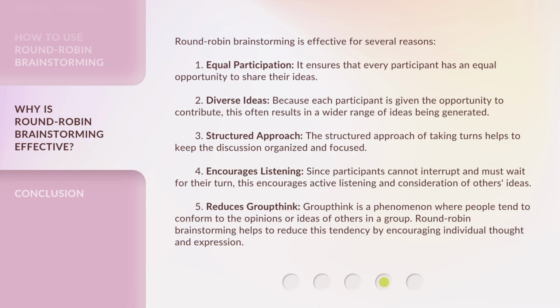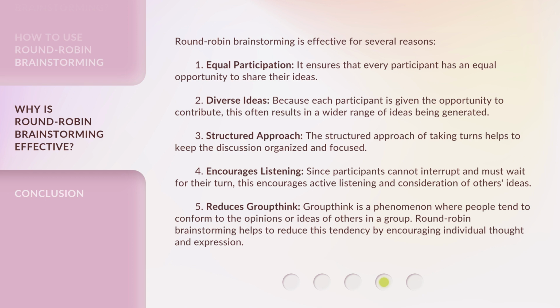Round-robin brainstorming is effective for several reasons. 1. Equal participation. It ensures that every participant has an equal opportunity to share their ideas. 2. Diverse ideas. Because each participant is given the opportunity to contribute, this often results in a wider range of ideas being generated. 3. Structured approach. The structured approach of taking turns helps to keep the discussion organized and focused.